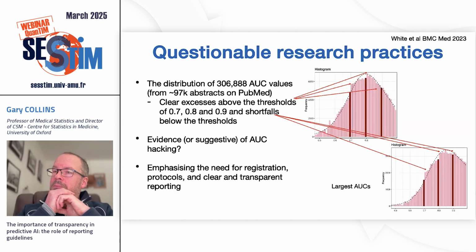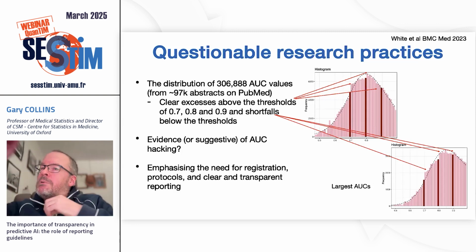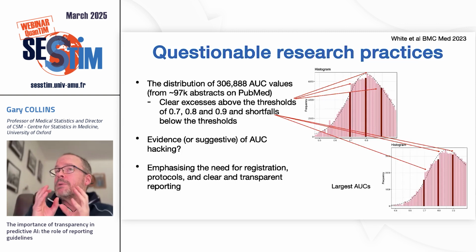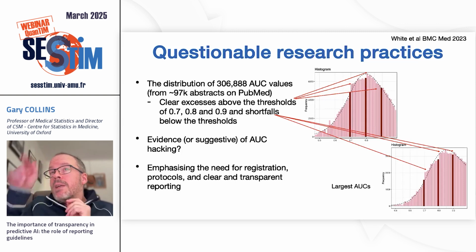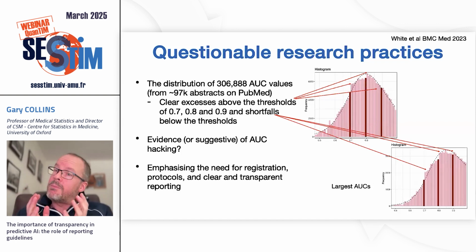What we're seeing here are spikes of AUC values just above 0.7, just above 0.8, just above 0.9. When you're developing a model and your model gives you an AUC of 0.68, your clinical investigator partner on the project might say, oh, can we just get that up to 0.7? What can we do to get it above that threshold? These thresholds are artificial, but we're seeing something not quite right here. That histogram should be smooth because we're looking at so many AUCs, 300,000. We shouldn't be seeing those little spikes just above 0.7, 0.8, 0.9. So that suggests there's some questionable research practice going on.